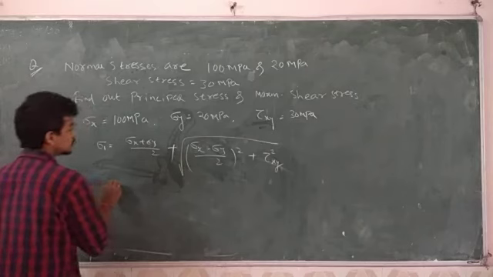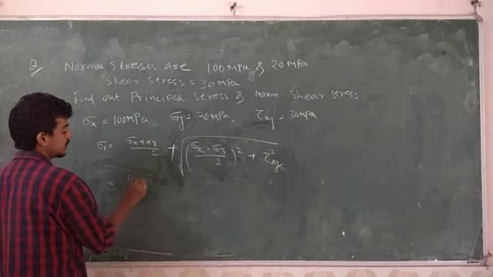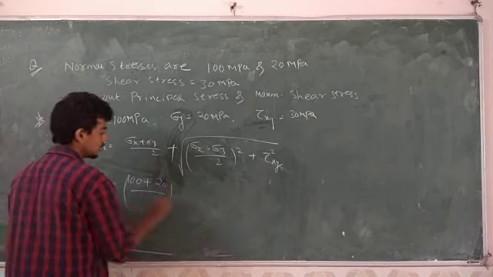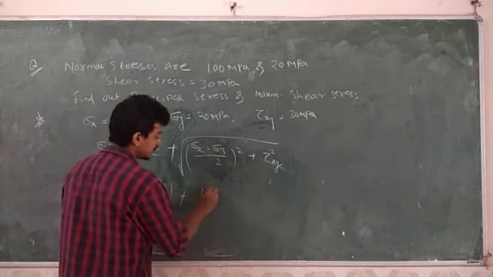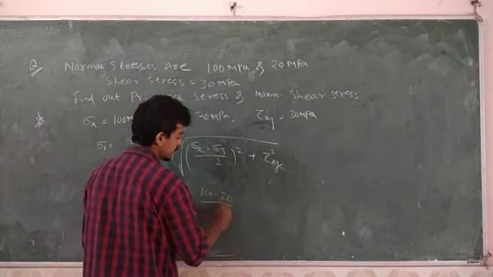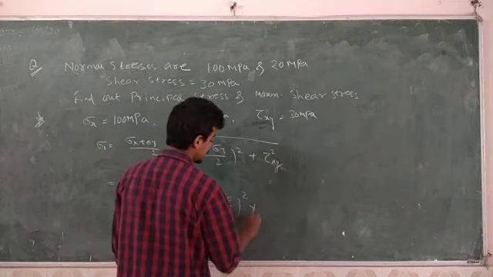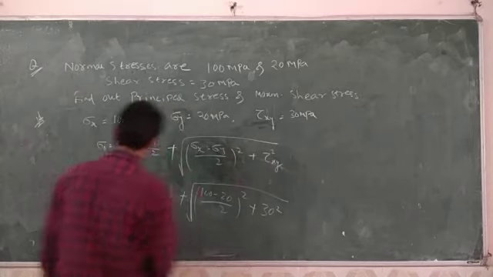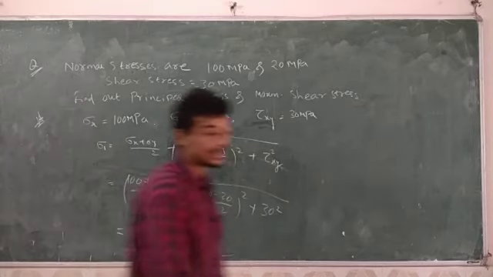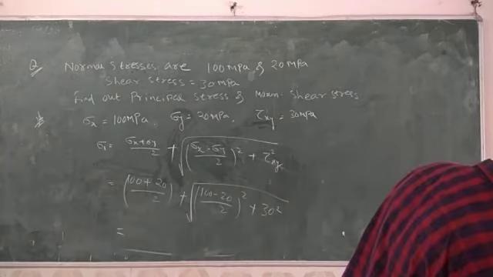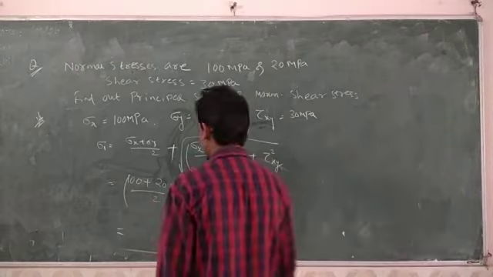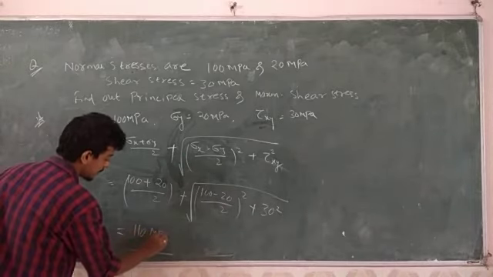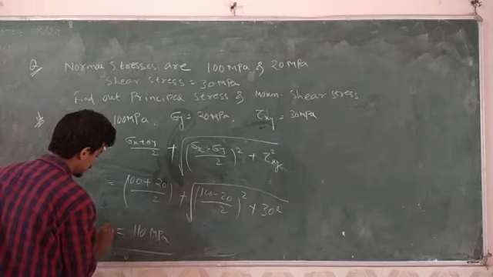Okay, so put the values: 100 plus 20 by 2, plus square root of (100 minus 20 by 2) whole square plus 30 square. I only put the values. So this is coming around 110 megapascal. That is sigma 1.